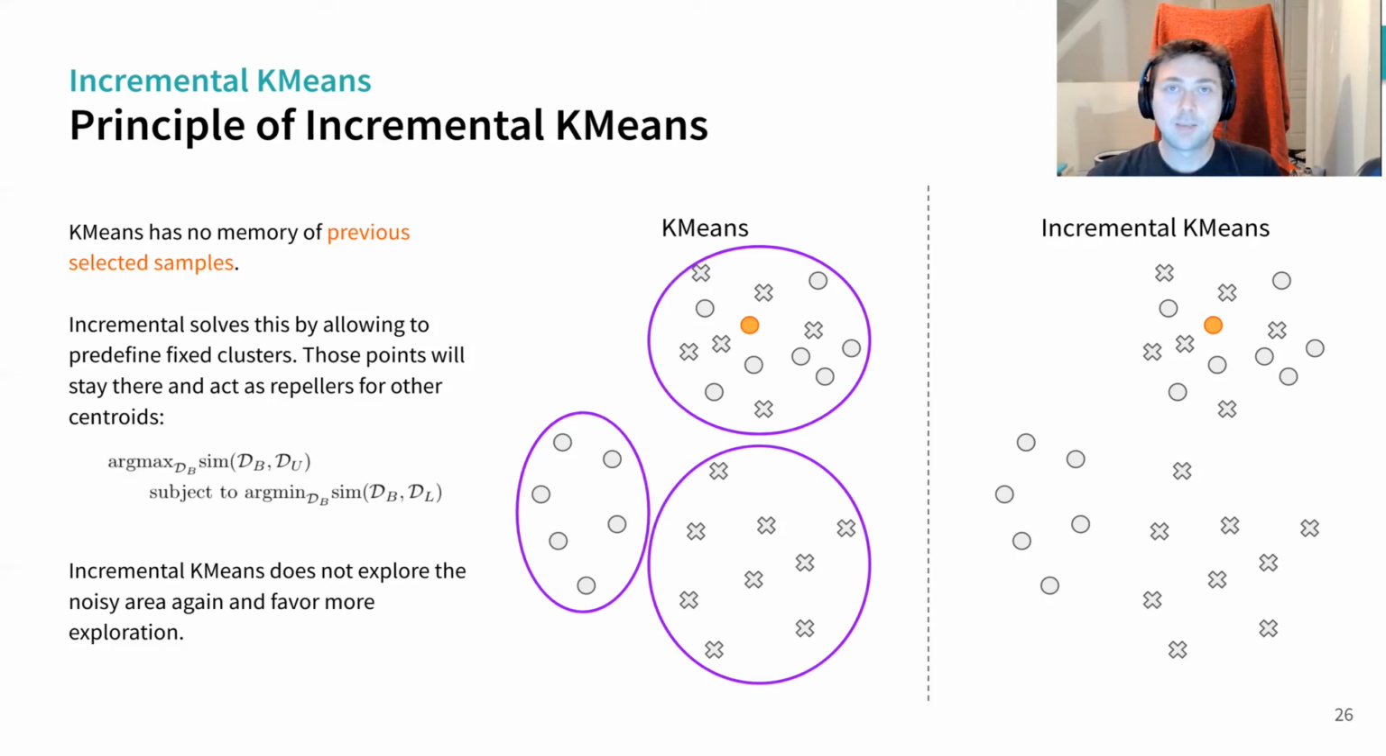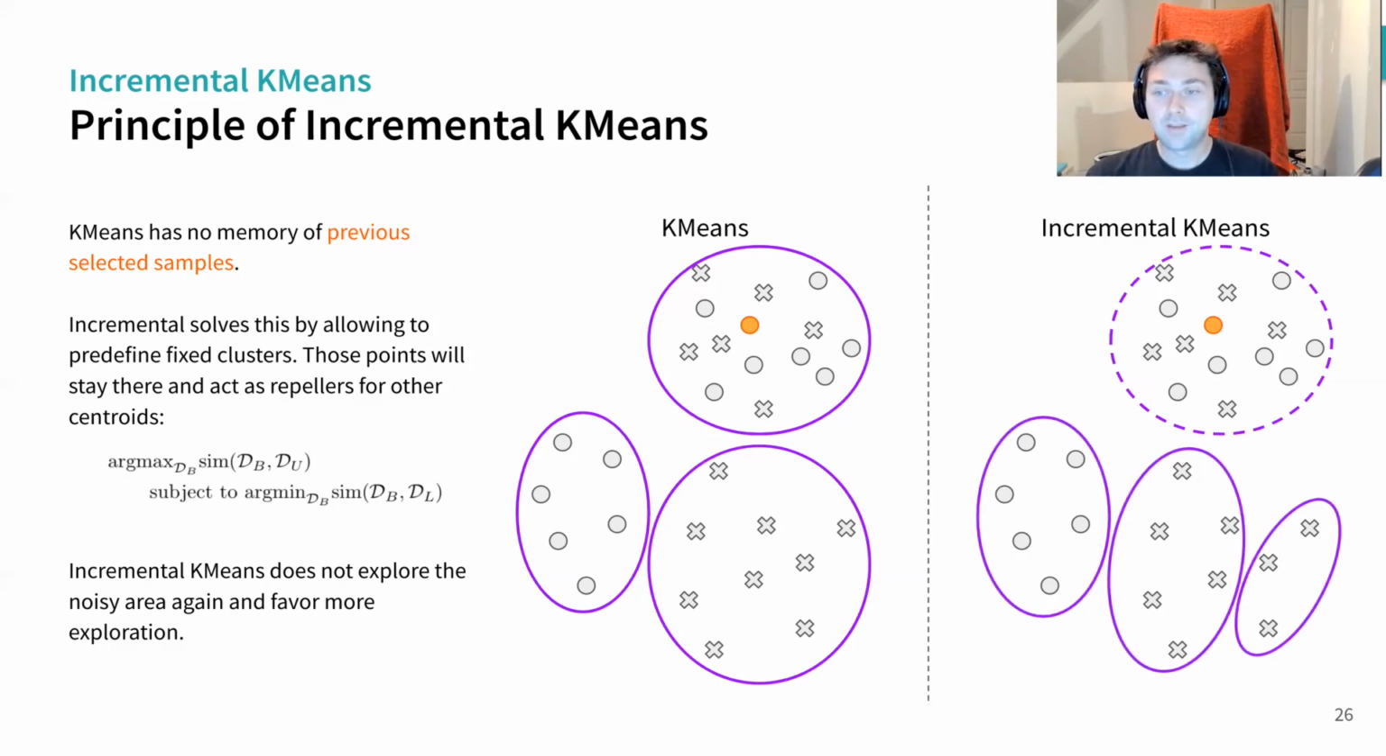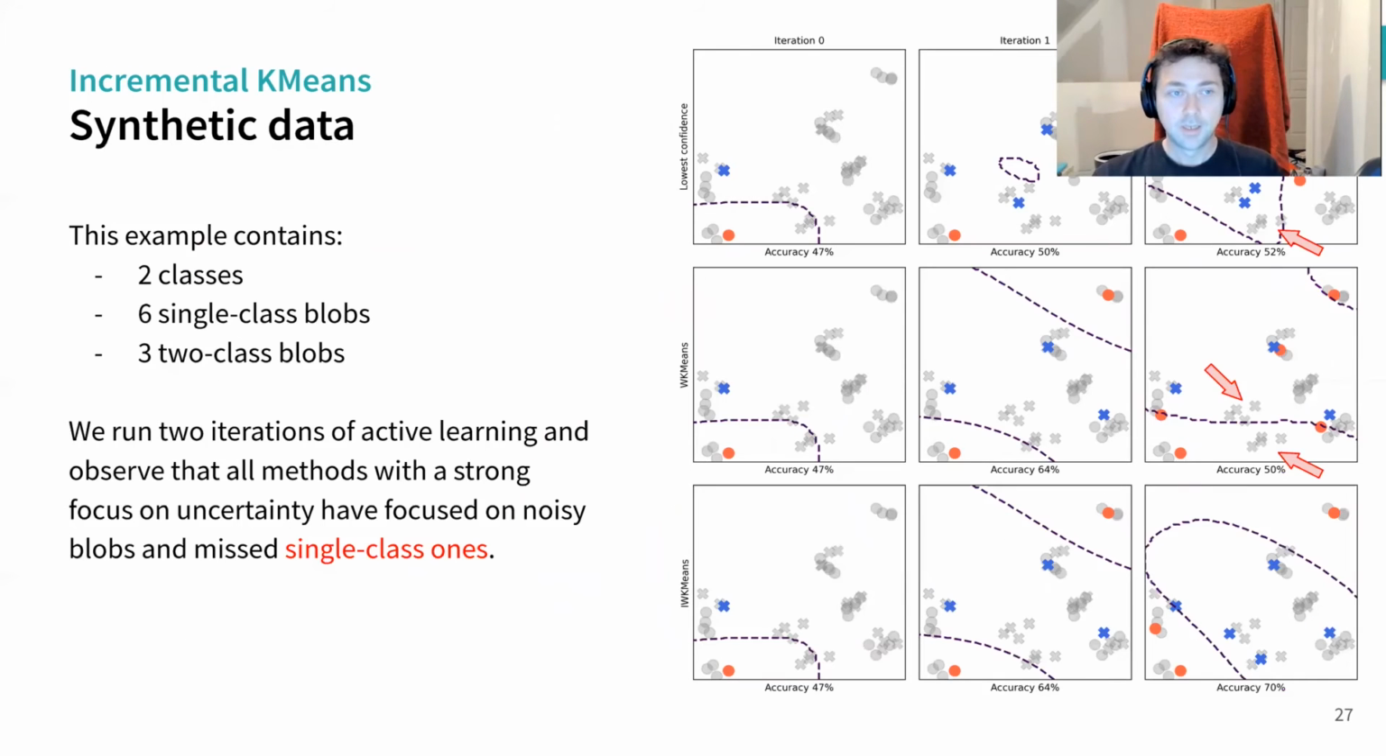What incremental K-means does is that at the beginning, it will define a cluster around the sample that has already been selected and perform the K-means on the rest. So we will have three samples selected in the rest of the data, and we avoid the noisy area. That's how it works. We've run it on a simple 2D example.